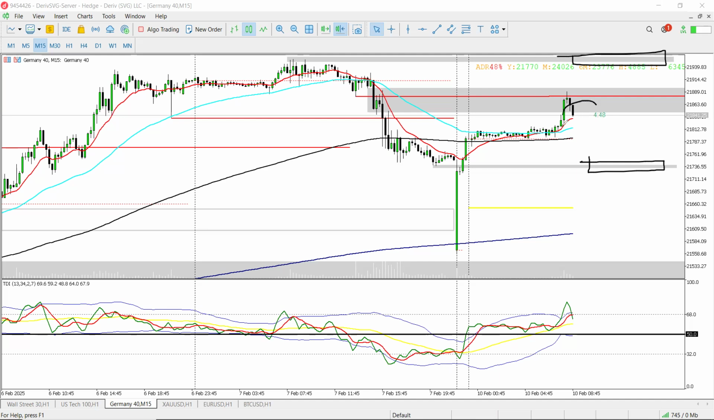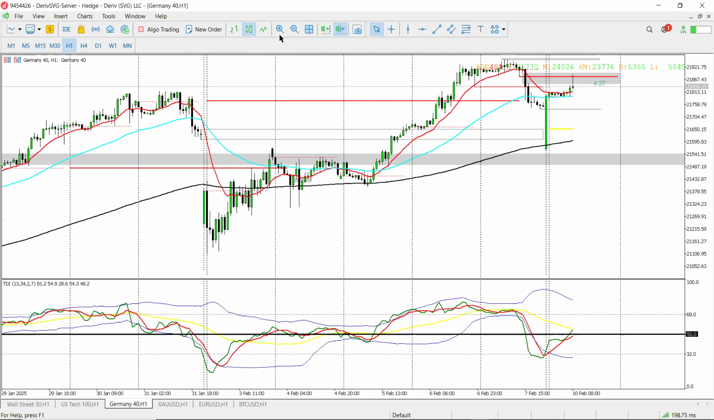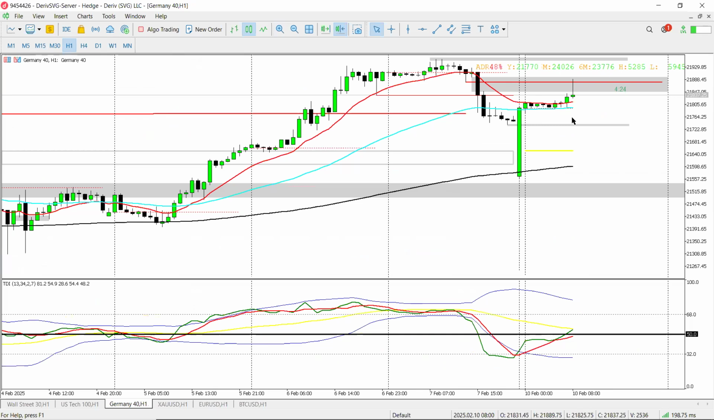So anything in here, we need to exercise extreme caution. But if we get a reaction here, or a rejection rather, pin bar, doji, bullish engulfing, we can look for a buy. If we break, we want to see a huge impulsive move to actually show us that we are selling. A close below the 13 and the open price on the H1, then we can take shorts. So this would be my analysis for the day.